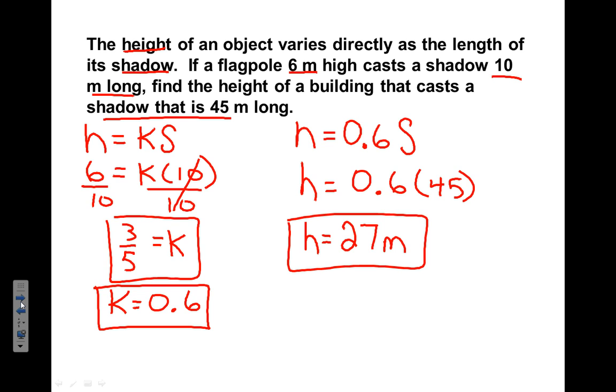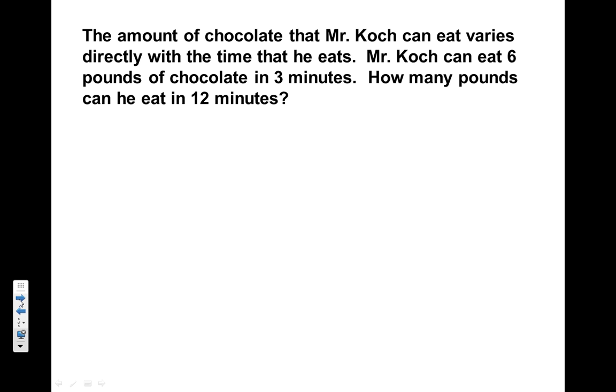And we have one more word problem to do. And this is my favorite. It says the amount of chocolate that Mr. Cook can eat varies directly with the time that he eats. So again, don't use y and x for the word problems. Let's pick a letter that stands for the words that are being compared. So it's the amount of chocolate that Mr. Cook eats, so I'm going to use C for chocolate. Varies directly with the time that he eats. So, since we're talking about time, I'm just going to use T. So we've got C is equal to K times T.